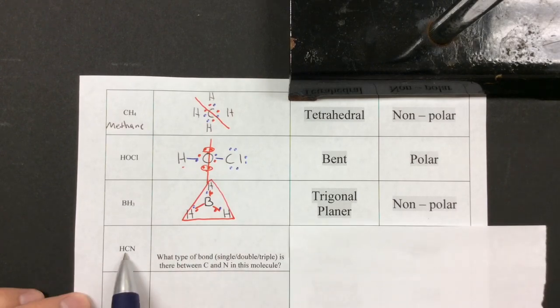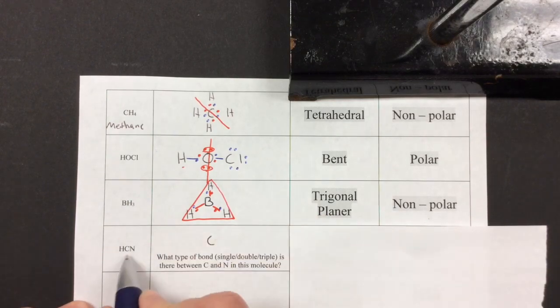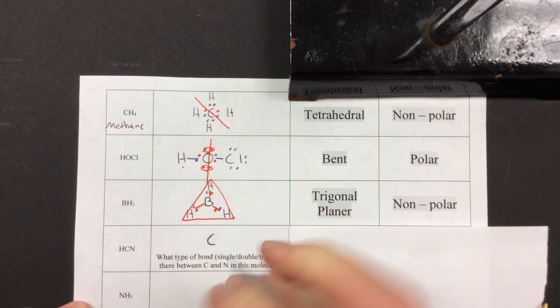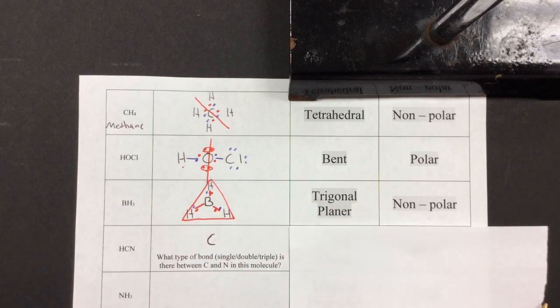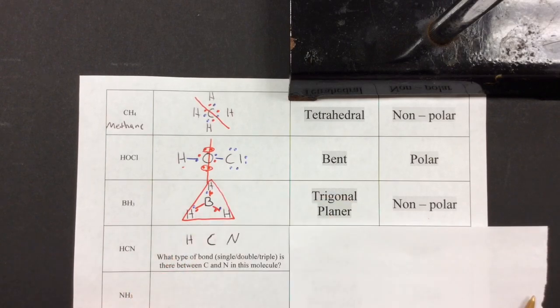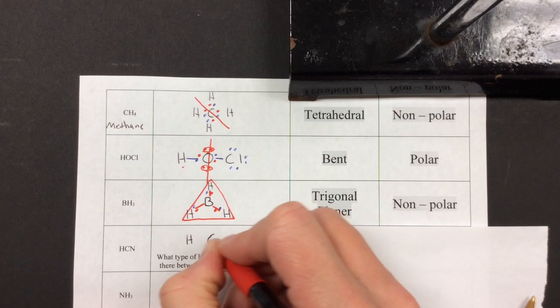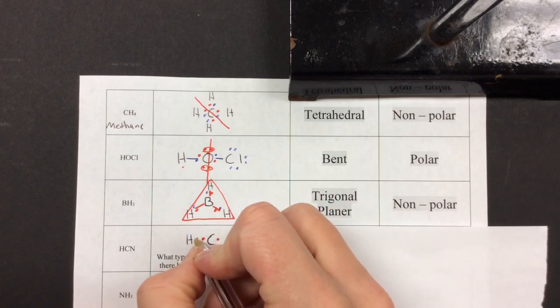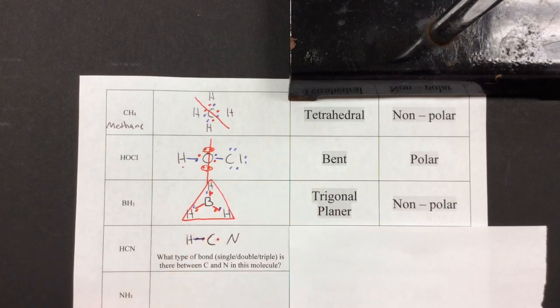Next one, we have hydrogen, carbon, and nitrogen. Carbon is always in the middle. Even though nitrogen is more electronegative, carbon, rule number 1, is always in the middle because it has 4 available bonding sites. Nitrogen will go on one side, hydrogen will go on the other. Carbon is going to have 4 valence electrons. I'm only going to draw the first 2. And hydrogen has 1. So there's one of our bonds right there.